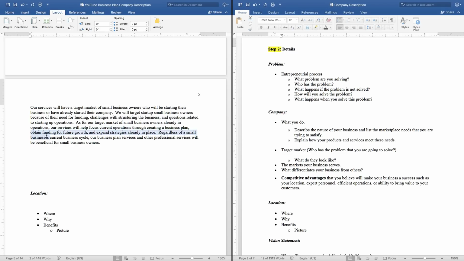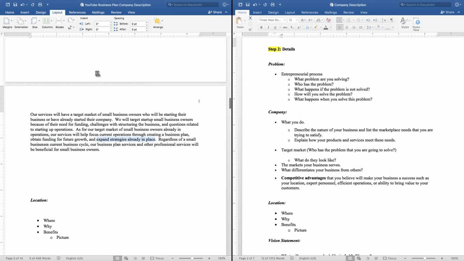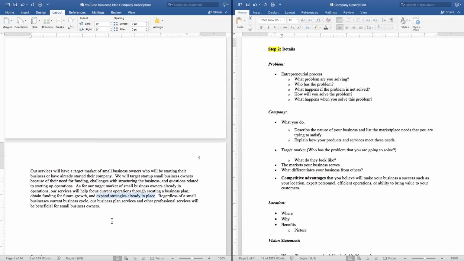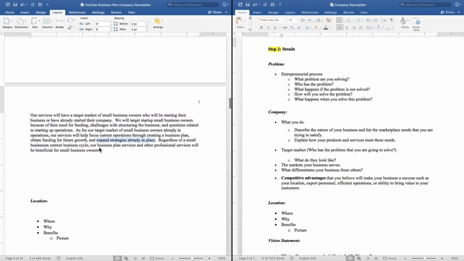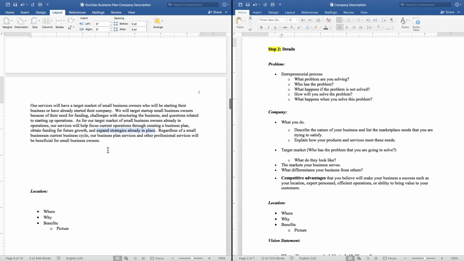Let's see here, obtain funding for growth and expand strategies that are already in place. So I touch on reasons why this is my target market, but again, each one of these subcomponents can be put into a lot more detail later on. It just depends on how deep into the business plan I want to go. All right, so the next subcomponent is going to be location.